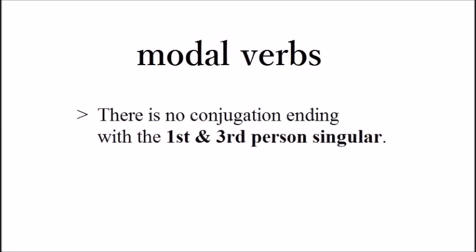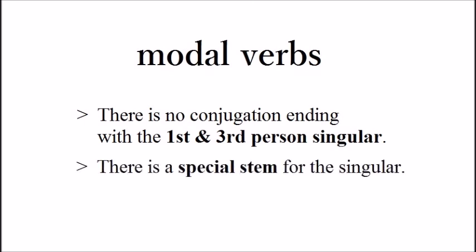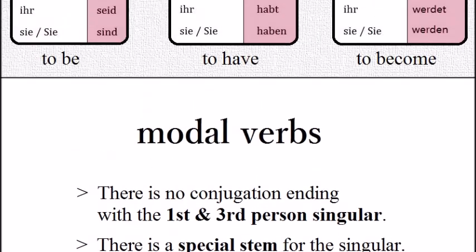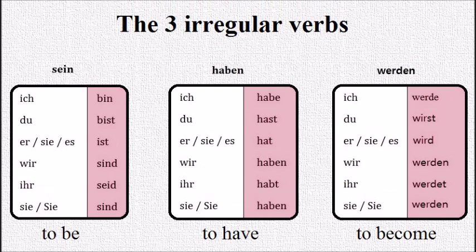And the modal verbs, they have no grammatical ending for the first and third person singular, and they have a special stem for the singular. And the 3 irregular verbs sein, to be, haben, to have, and werden, to become, that have some generally unpredictable forms that have to be learned by heart.